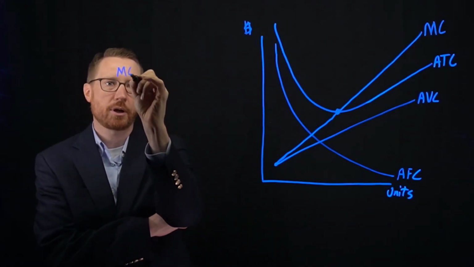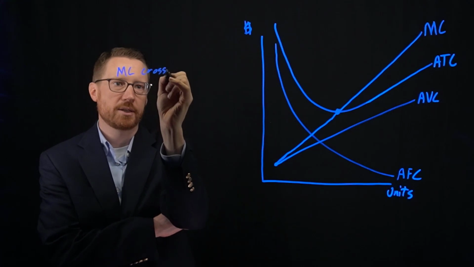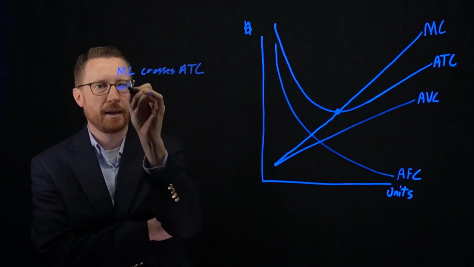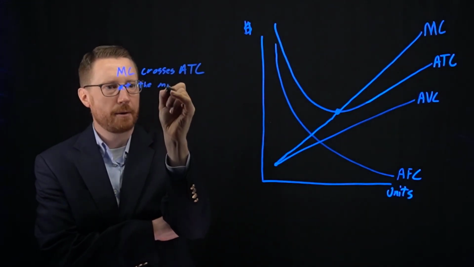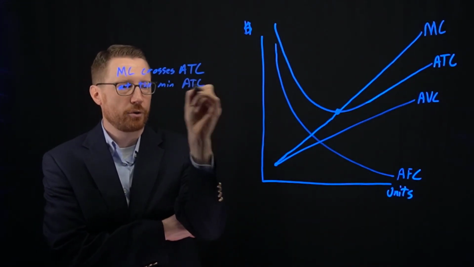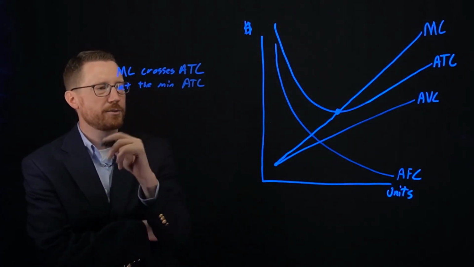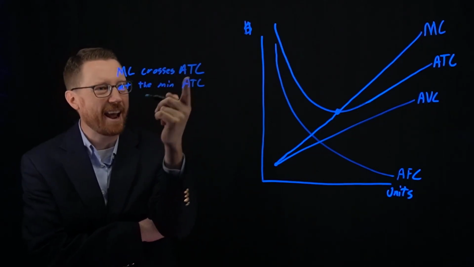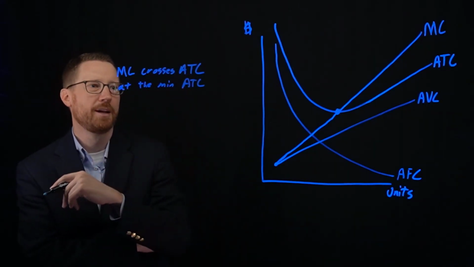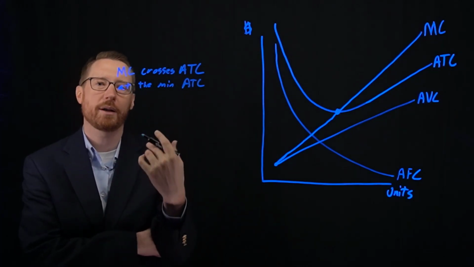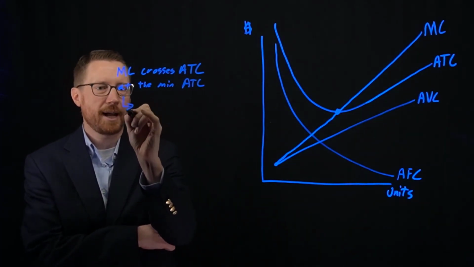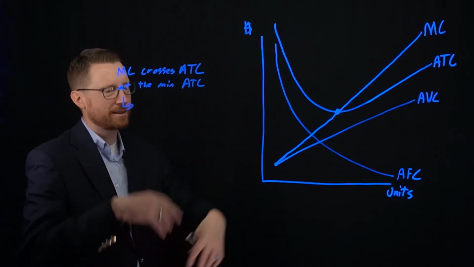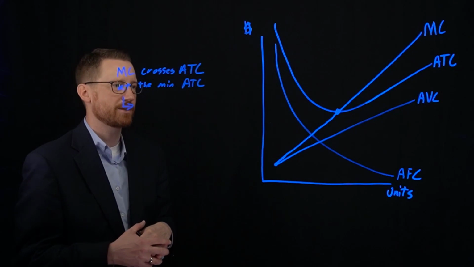So marginal cost crosses average total cost at the minimum average total cost. So why does the marginal cost curve cross average total cost at the minimum of average total cost? That seems like quite a coincidence, right? But not really. If we think about the intuition of it, this goes back to the same story we told with GPA, etc.